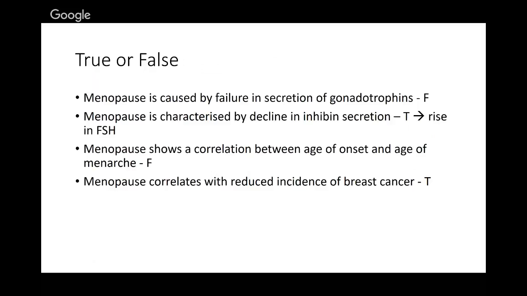The age of onset of menopause and the age of menarche is actually not related. So yeah, no correlation proven. And menopause correlates with reduced incidence of breast cancer. That's true, because when you approach menopause, you have decreased level of estrogen, and estrogen is one of the risk factors. Well, it's one of the causes for breast cancer. There are different types of breast cancer, but one of them is caused because of high level of estrogen. Yeah, so that's what it is.